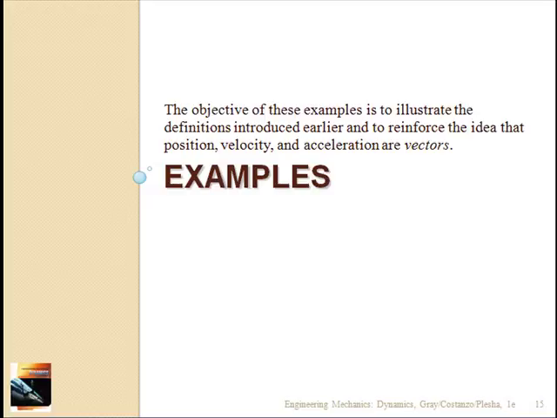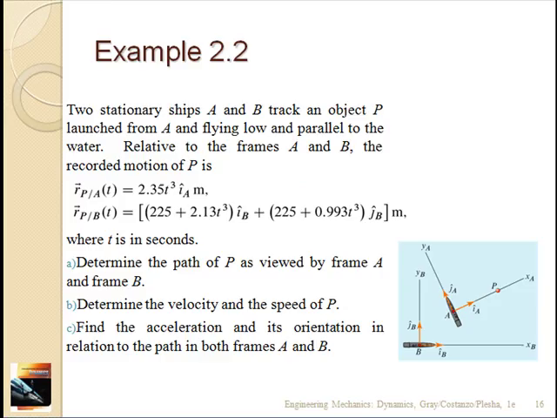So let's do one quick example to walk through some of this. We have a couple of ships in the ocean, say. There's ship A, which is at this location, with the x-axis in the A coordinate system perpendicular to the ship and the y direction along the ship axis. And then there's ship B with its x coordinate along the axis of the ship and the y coordinate perpendicular to the ship. Each has its own coordinate system, and we can look at position, velocity, and acceleration in each of these coordinate systems.